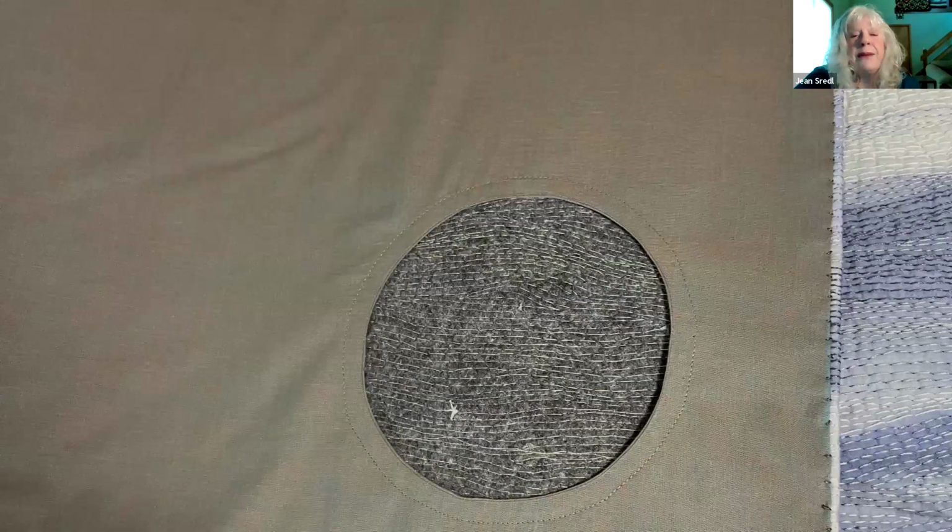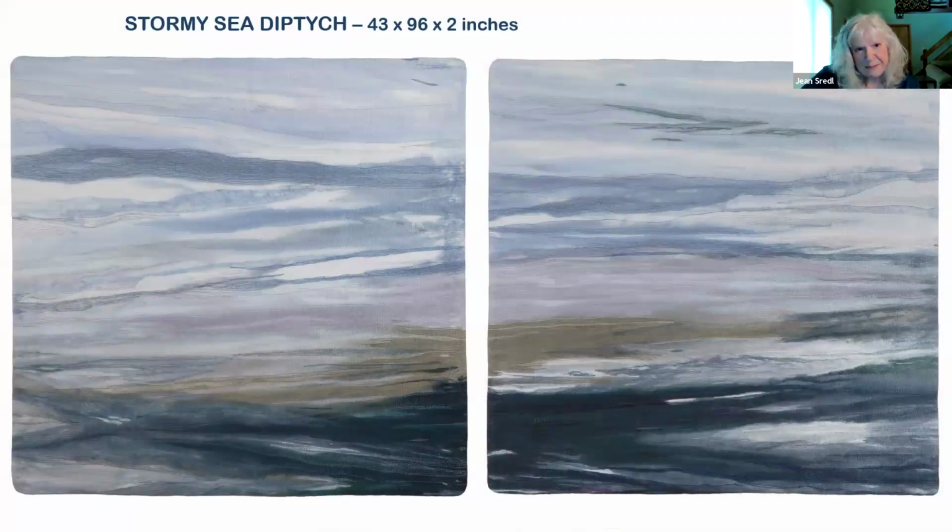I made a window in the back so the jurors could see both sides of my stitching. And here's the whole piece, 96 inches across. Again, the trick was to get them to hang so that the colors matched.